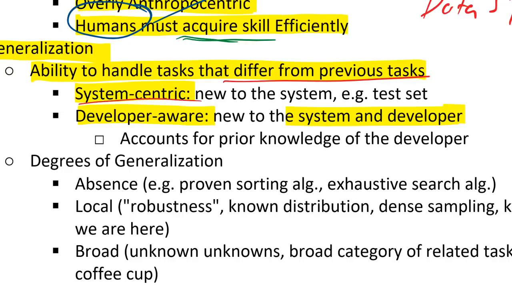However, a broader generalization, this developer-aware generalization, also takes into account that fact. And it would say developer-aware generalization is only when the system generalizes to something that is not known to the developer, that is new even to the developer themselves. They haven't foreseen that. So this accounts for prior knowledge of the developer.